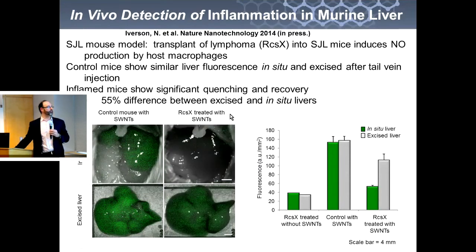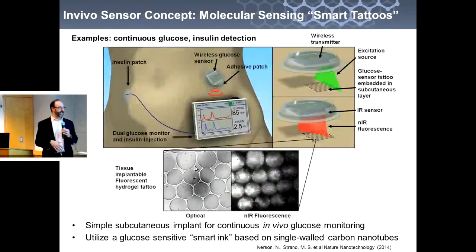In the control mouse, you get plenty of fluorescence from our near-infrared sensitive nitric oxide sensor. As soon as you add the lymphoma, you get this nitric oxide burst. You see this quenching. It's very clear. You see this quenching in the liver. But then as a positive control, if you excise the liver, the nitric oxide has gone away, and you see the fluorescence will come back. It's a reversible sensor, and it operates in vivo.